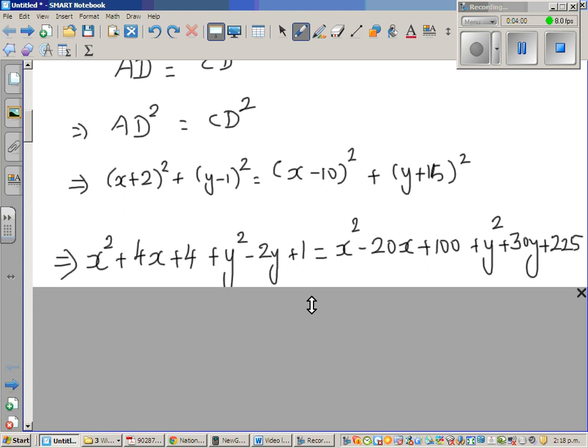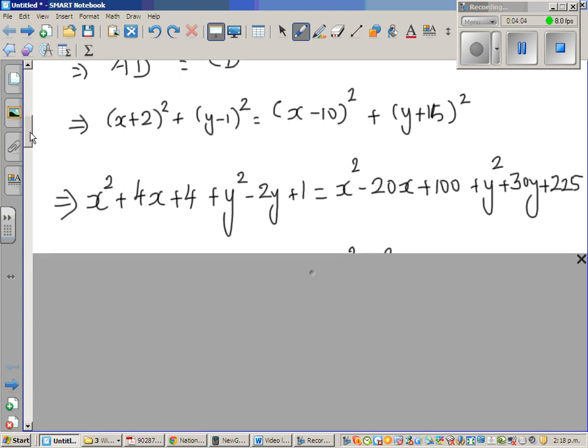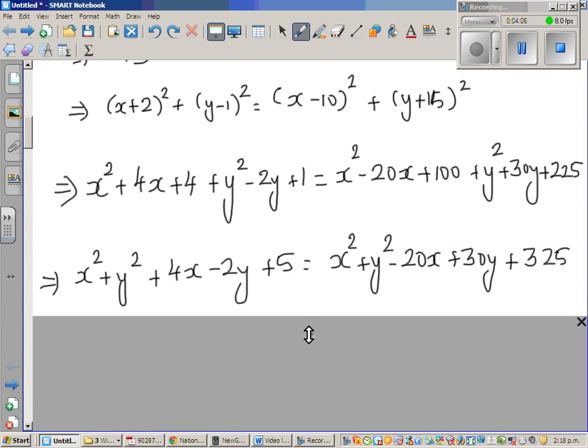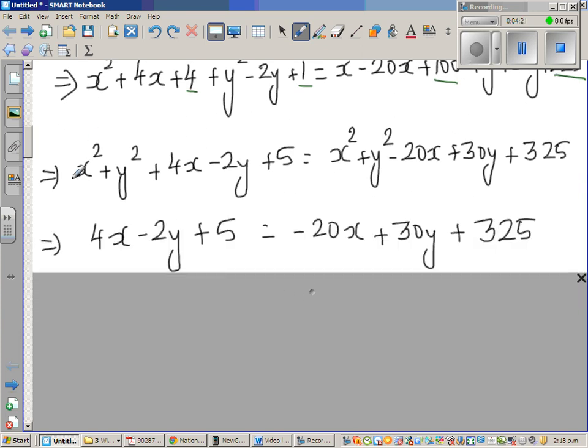I hope you can see that. I'm not reading it out. I hope it is clear. So this is the simplified form of this. Nothing great here. The only thing that I've done is 4 plus 1 is 5 here, and I've grouped and arranged it. And 100 plus 225 is 325. So the next step is, of course, this and this get cancelled. So this is left over from here and here.